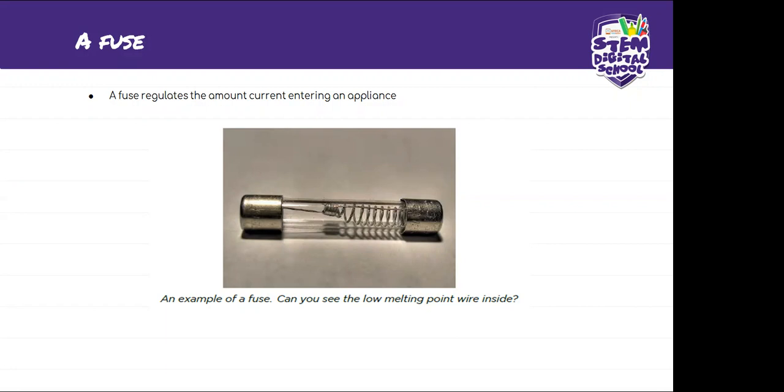Otherwise, if it allows the whole current into the appliance, then it will overheat and the whole appliance will melt, and it can even lead to what? Very big damage or large damage. If you are not in the house, and it is close to something that can also catch fire, then the whole situation will be in a mess. So a fuse regulates the amount of current entering an appliance. Okay, we have got the example of the diagram here for you to see.